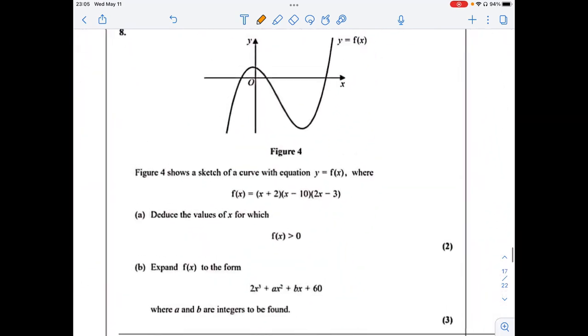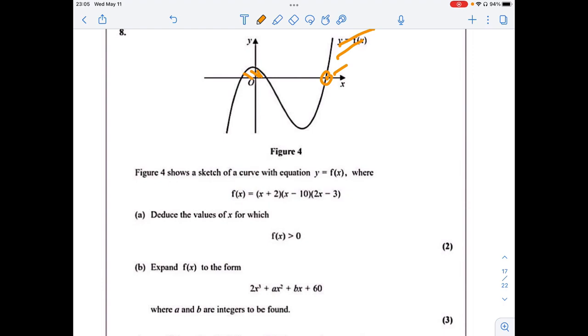Now question number 8. Figure 4 shows the sketch of the curve y equal to x plus 2 times x minus 10 times 2x minus 3. Deduce the values for which f of x is greater than 0. f of x is greater than 0. So we can see that it is greater than on this value, and on this value.